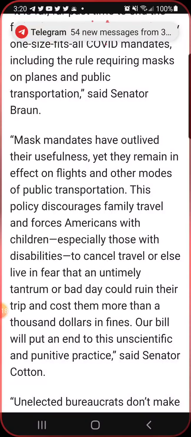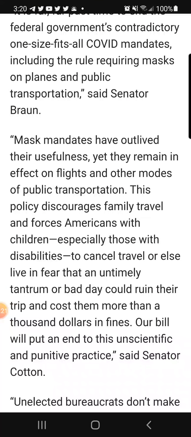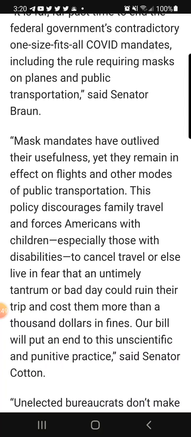Mask mandates have outlived their usefulness, yet they remain ineffective on flights and other modes of public transportation. This policy discourages family travel and forces Americans with children, especially those with disabilities, to cancel travel or else live in fear that an untimely tantrum or bad day could ruin their trip and cost them more than $1,000 in fines. Our bill will put an end to this unscientific and punitive practice, says Senator Cotton.